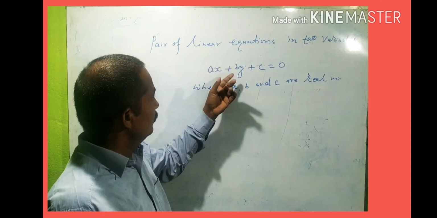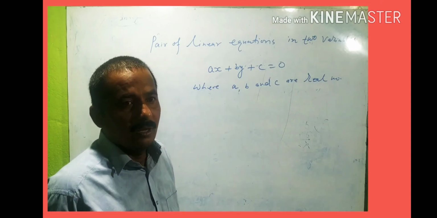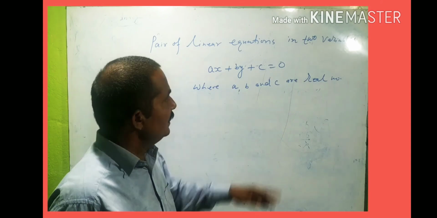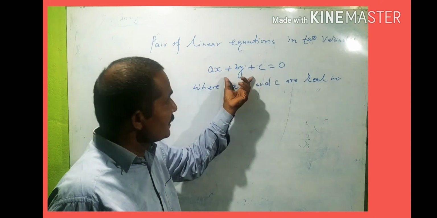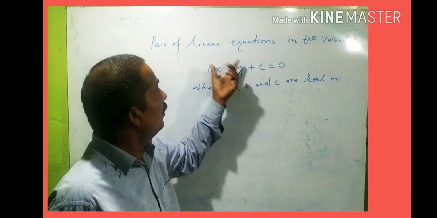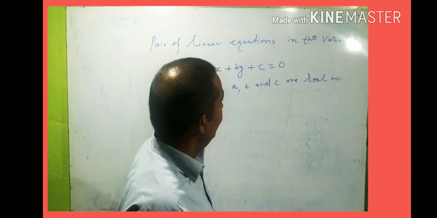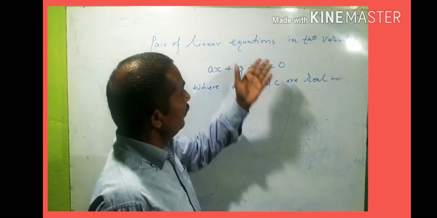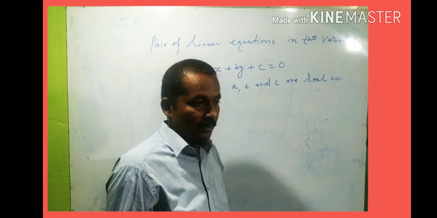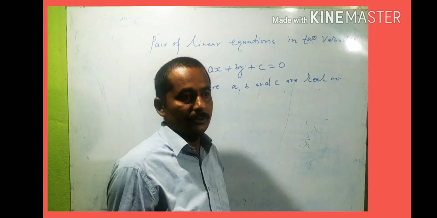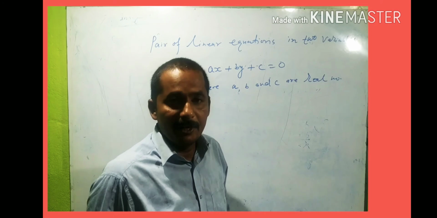And as you know, x and y are variables here, and c is the constant term here. So this is the basic form of linear equation in two variables. But here it is pair of linear equations. Pair of linear equations means two linear equations should be here.